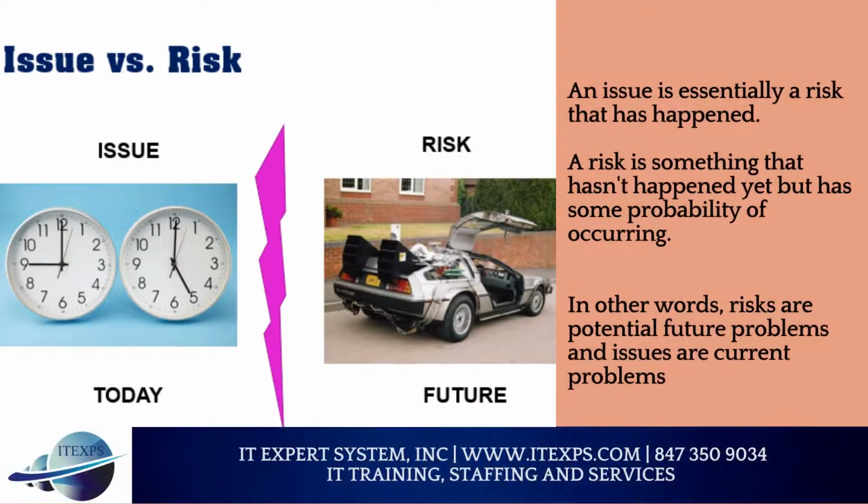Now let's discuss, what's the difference between issue versus risk? An issue is essentially a risk that has happened. A risk is something that hasn't happened yet but has some probability of occurring. In other words, risks are potential future problems and issues are current problems.